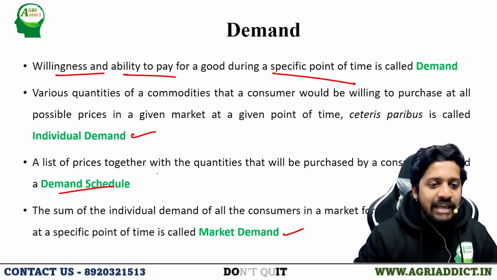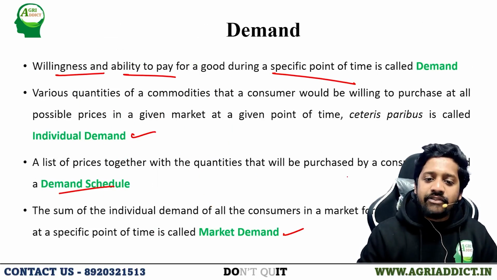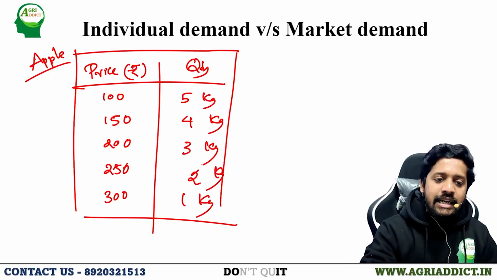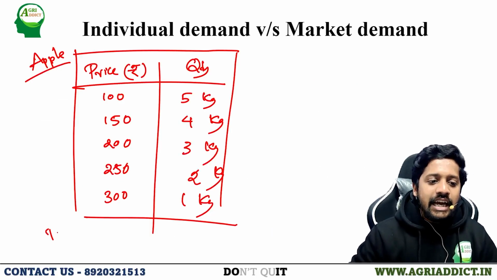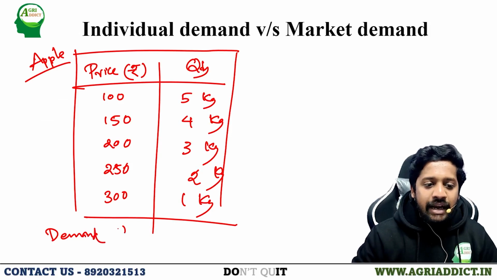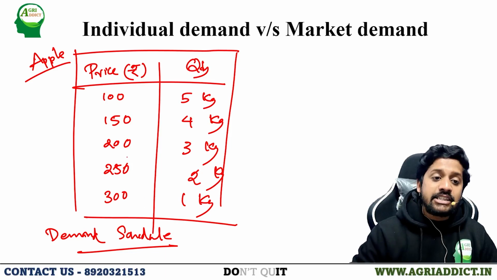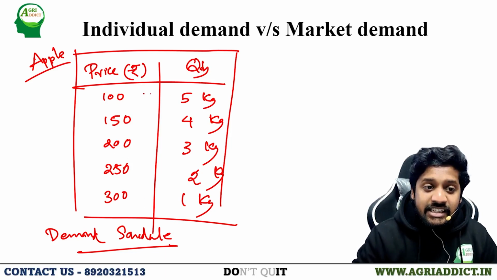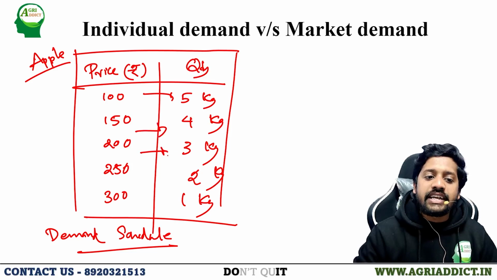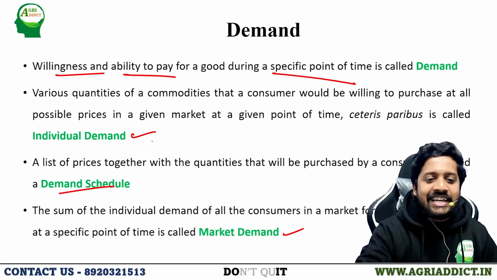A list of prices together with the quantities that will be purchased by a consumer is called a demand schedule. So this can be considered as a demand schedule, right? At all possible prices, the list of all prices together with its quantity demanded is specified here. So this can be considered as a demand schedule.